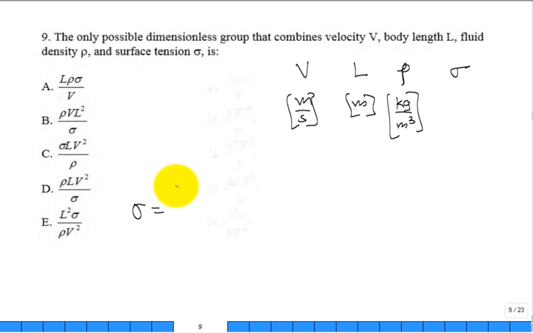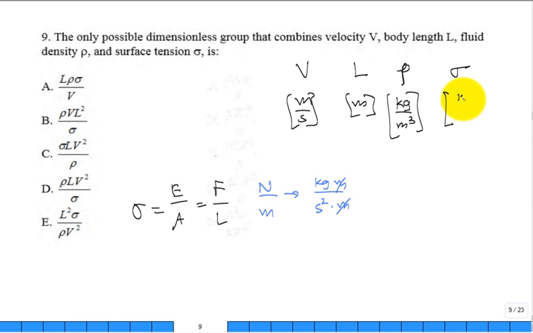Is that energy per unit area? Is that force per unit length? It is force per unit length. So if I'm thinking SI, Newton per meter, and a Newton is a kilogram meter per second squared, divided by that meter, the meters cancel, and I'm left with the funny SI unit of kilogram per second squared.